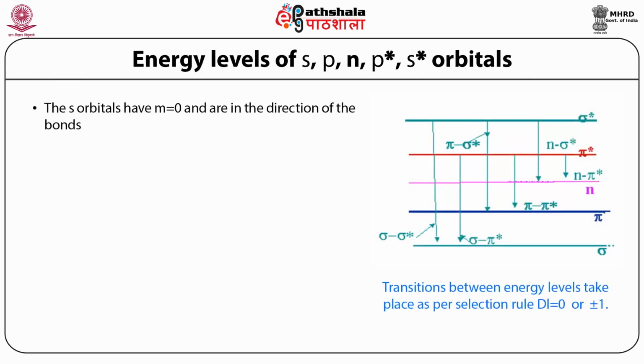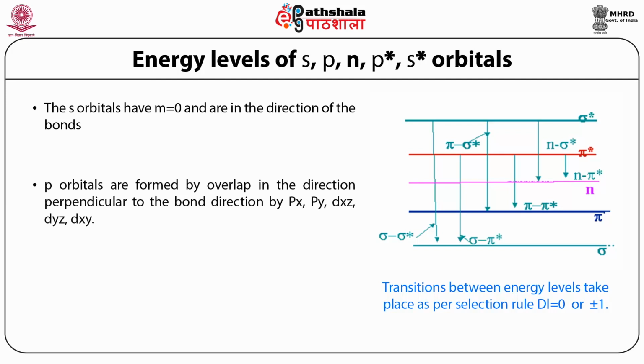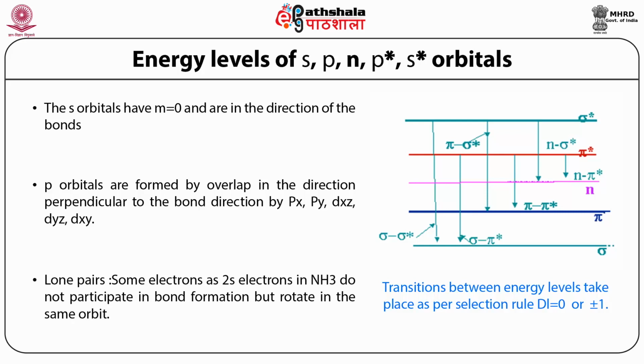Energy levels: the sigma orbitals are formed by 2 atomic orbitals or more with m equal to 0, and these are in the direction of the bond. The pi orbitals are formed by overlap in the direction perpendicular to the bond, like by px, py, dxz, dyz, dxy. There are lone pairs, like the 2s electrons in NH3, that do not participate in bond formation but rotate in the same orbit.